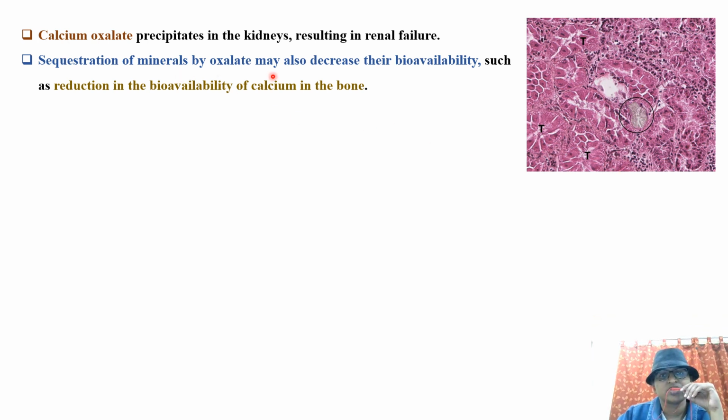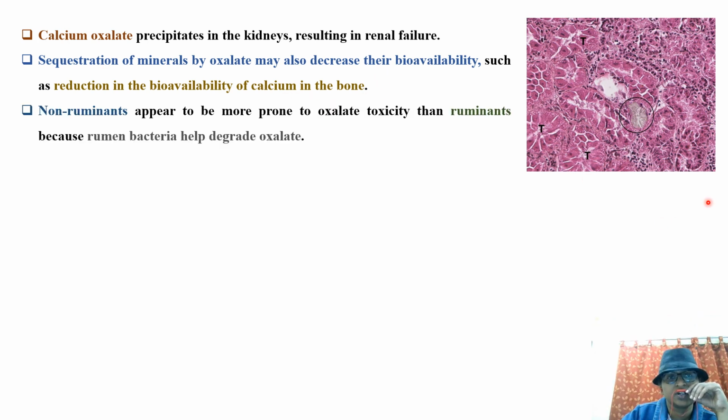Sequestration of minerals by oxalate may also decrease their bioavailability, such as a reduction in the bioavailability of calcium in bone. Because of these oxalates, they will cause a complex formation, sequestration with calcium, because of which there will be decreased bioavailability of calcium in the bone.